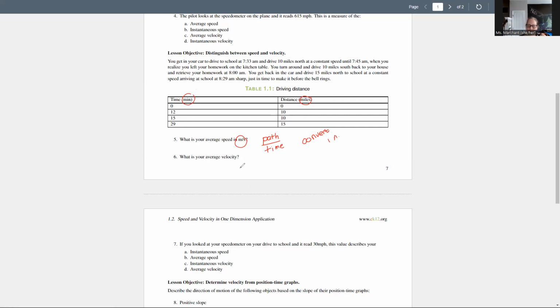What is your average velocity? So when you look on that formula sheet, velocity is displacement, okay, or delta D over delta T. So how much total distance did we go? Well, we started at 0 and we ended at 15. Distance at the end point minus distance at the start point. 15 minus 0. I'm just going to put parentheses just so we're really clear, so you don't have an order of operations issue. And what is our time?